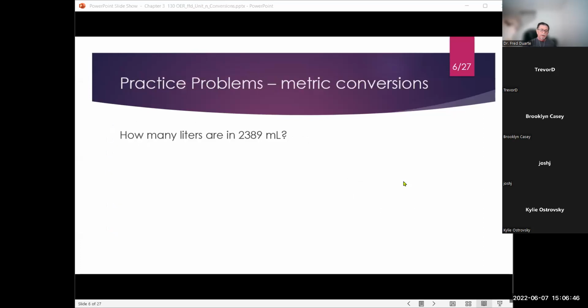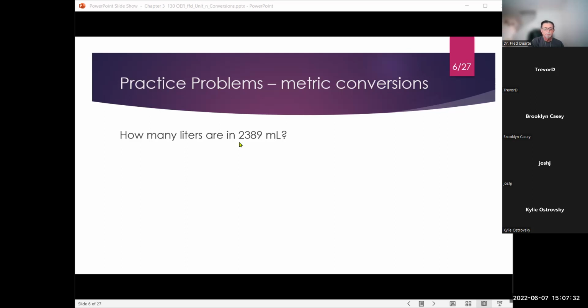So keep that in mind when you do the work and you have to present your data. An example here is how many liters are in 2,389 milliliters? Point number one, keep track of your sig figs. You are given 2,389 milliliters. How many sig figs are we looking at here? We got 4 sig figs. So your answer should have 4 sig figs unless your conversion factor is one that may play a role in your sig figs.